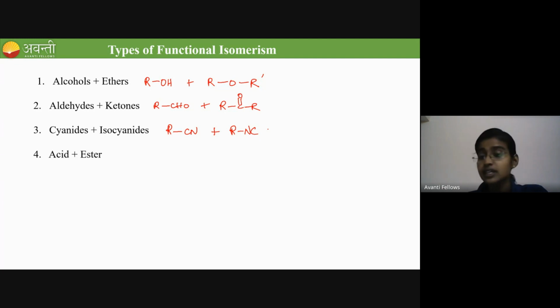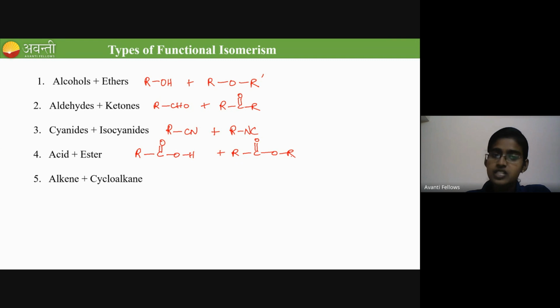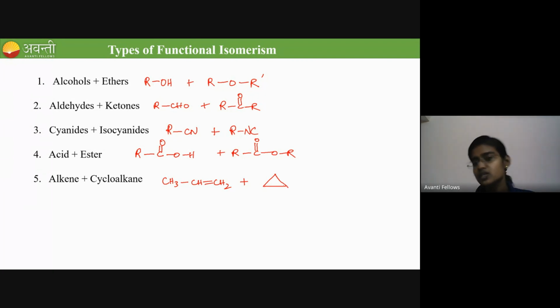The fourth pair is acid and ester. What is the group for acid? Carboxylic acid, RCOOH. And for ester, it is RCOOR. The fifth pair is alkene with cycloalkane. Minimum we have to take the 3-carbon alkene, which is CH3-CH=CH2. This is an alkene and the isomer will be cycloalkane. The 3-carbon cycloalkane is cyclopropane, right? Now these two are isomers. Both compounds have the same molecular formula, C3H6. Got it? So this is the fifth pair.